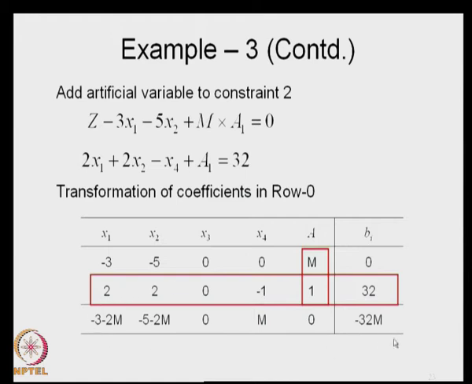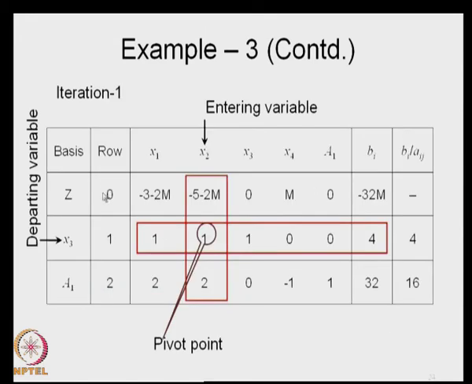Use this transformed z row now in the first simplex tableau. So, this is the transformed z row, and this is your row 1 and this is row 2 in their original form, and then you solve using your optimality criteria. You see that minus 5 minus 2 M is the higher negative value, and therefore x 2 becomes the entering variable, and x 3 is the departing variable. So, your basis gets defined as z, x 2 and a 1.